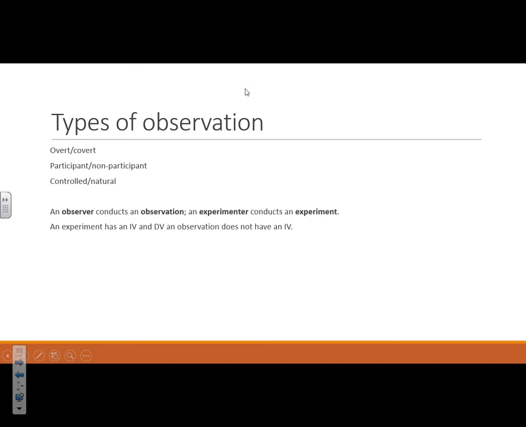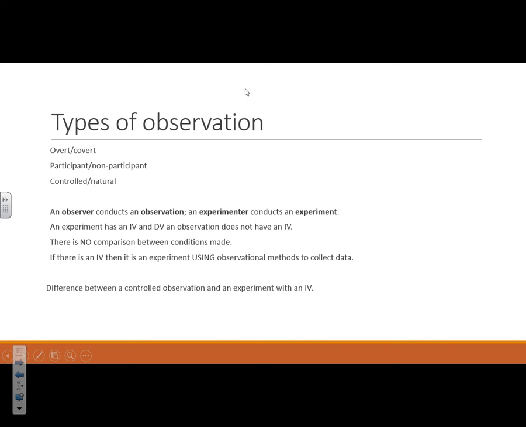Something else you need to be aware of, an experiment has an IV. So all of those 4 different types of experiments we've looked at, lab, field, natural, quasi, they all had IVs. We couldn't always randomly allocate to these different conditions, but all of them had an IV and a DV. An observation doesn't have an IV. Okay, if we're talking about IV and DV, or the 2 different conditions, it's not an observation, it's an experiment that uses an observational method. So for an observation, there is no comparison made between conditions. If there's an IV, then it's an experiment using observational methods, which is what we said.